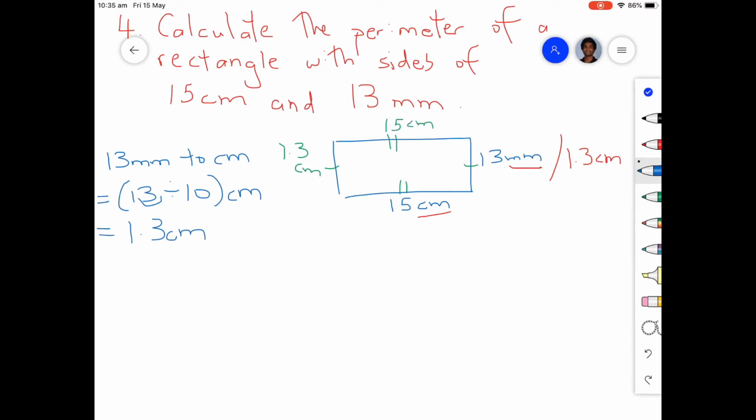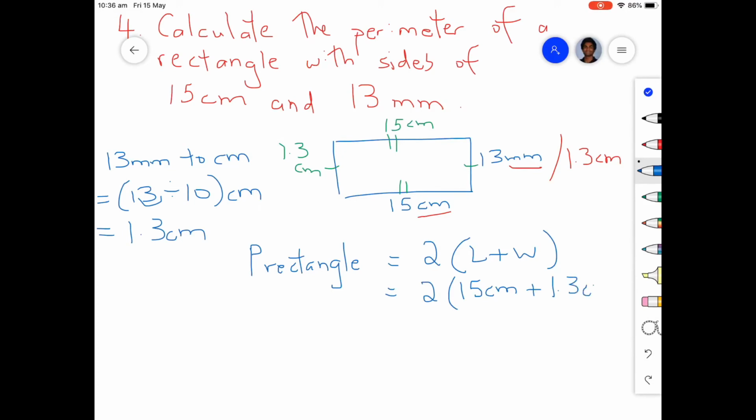So once again, we use the exact same formula, P equals 2 in brackets L plus W, and substituting in our values, our next line will be 2 outside of 15 centimeters plus 1.3 centimeters. Our next line after that will be simplifying our brackets, so we'll have 2 times 16.3 centimeters, and once again, it's not centimeters squared, it's just centimeters because we're looking at perimeter.